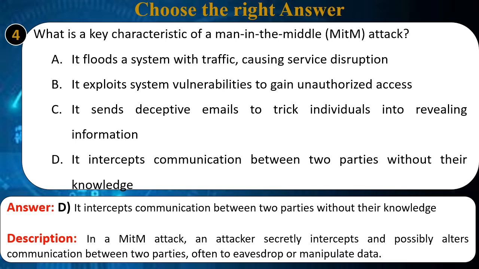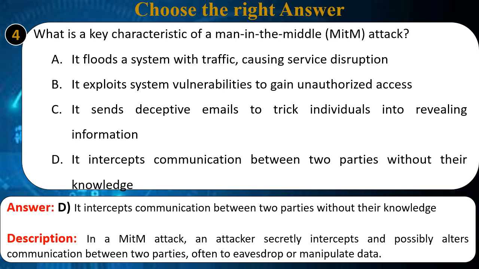B. Exploiting system vulnerabilities to gain unauthorized access describes various cyber attacks, including MITM. But it's not specific enough to capture the essence of this particular attack. MITM focuses on eavesdropping and manipulating communication, not necessarily gaining system access. C. Sending deceptive emails to trick individuals into revealing information describes phishing attacks, which rely on social engineering rather than technical interception. While the information gathered through a MITM attack might be used for phishing purposes, it's not the characteristic action of the attack itself.